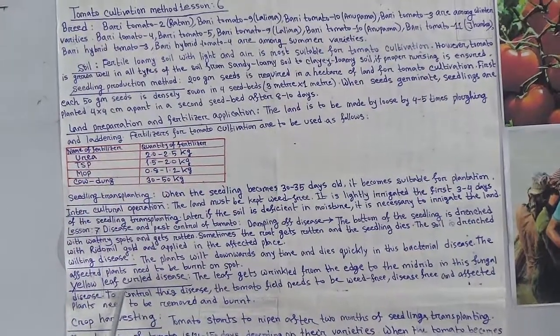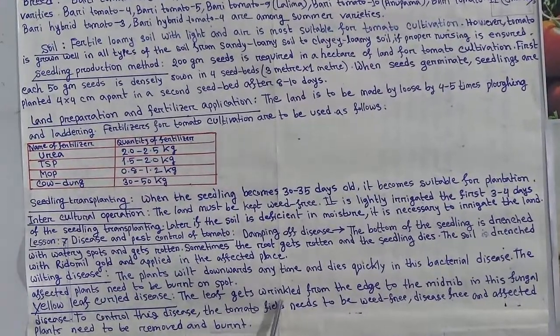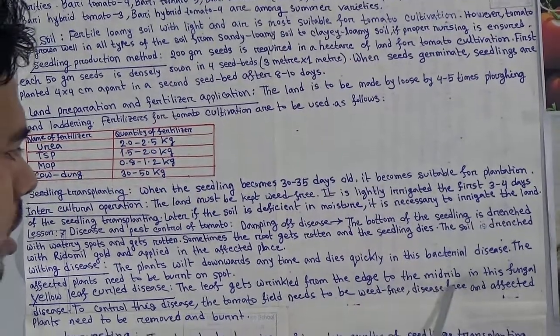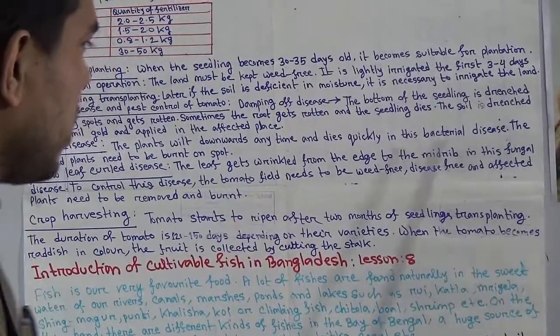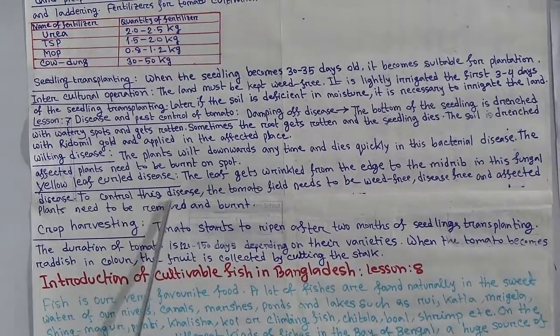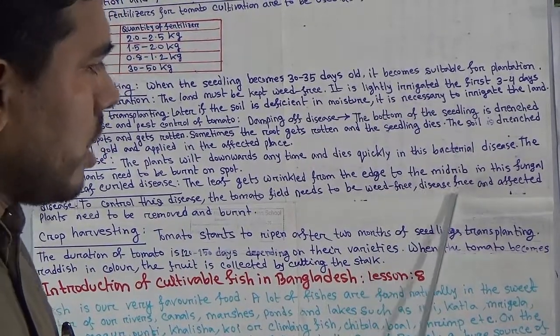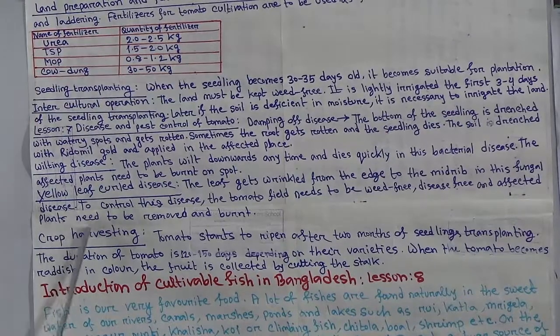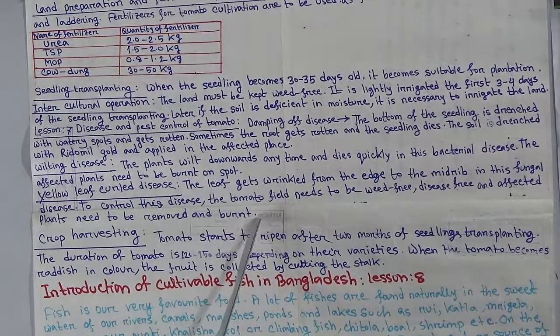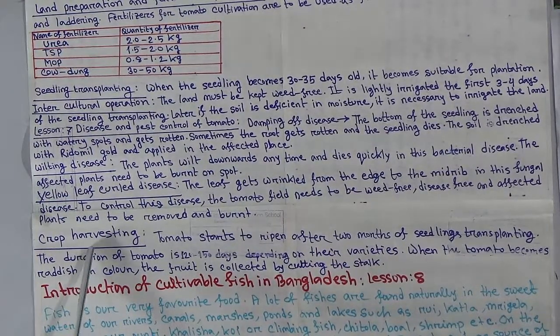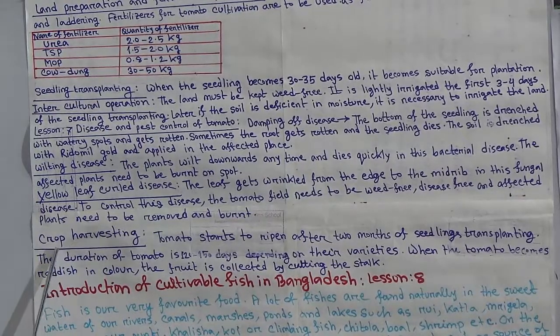Okay, next, yellow leaf curl disease. The leaf gets wrinkled from the edge to the midrib in this fungal disease. To control this disease, the tomato field needs to be weed free and disease free, and affected plants need to be removed and burnt. Now it's time to harvest your crop.